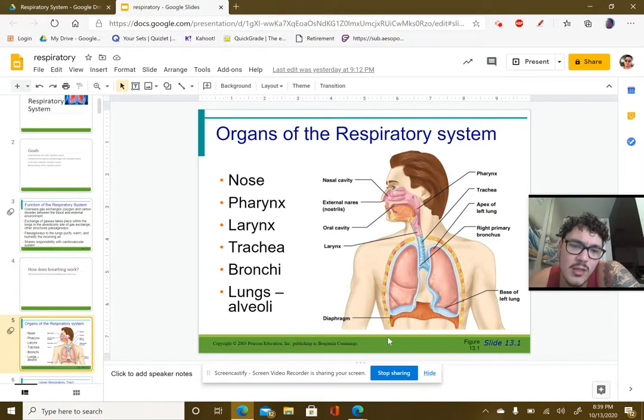All right. So all in all, the whole point of this was just to get us started early. As we continue, we're going to get more in depth and learn more about the respiratory system.